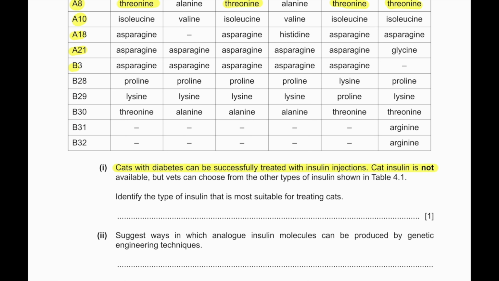Cat insulin is not available, but the vet can choose from other types of insulin shown in table 4.1. Identify the type of insulin that is most suitable for treating cats. So to be suitable for treating cats, it must be close to identical to cat insulin.